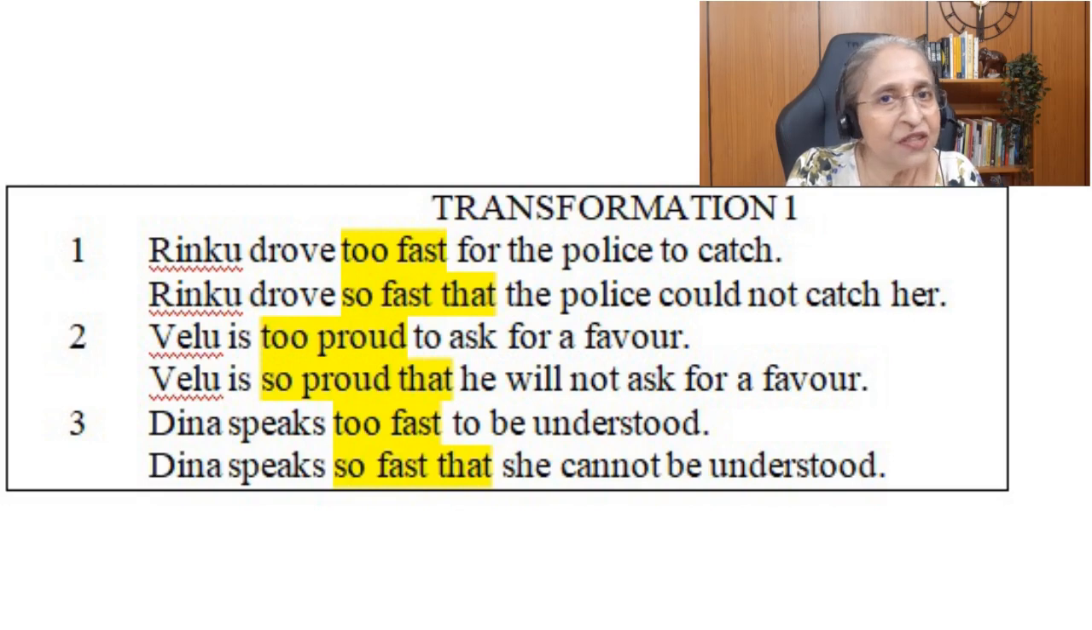Now, a few changes take place in the form of the sentence. Then we'll go on to that in a bit of detail. So, this would transform into: Rinku drove so fast that the police could not catch her. So, there you are. Rinku drove too fast for the police to catch. So you have the adverb 'too', and then you also have the infinitive 'to catch', for the police to catch her. And then when it is transformed, you have 'so that', so fast that the police could not catch her.